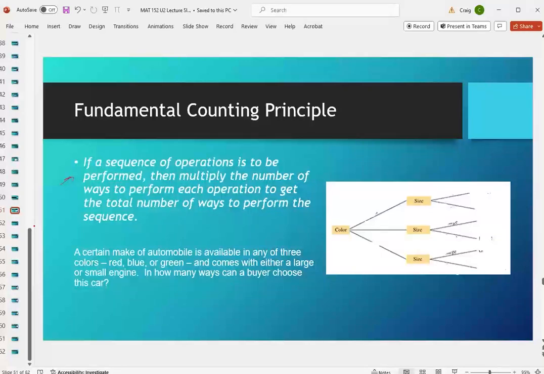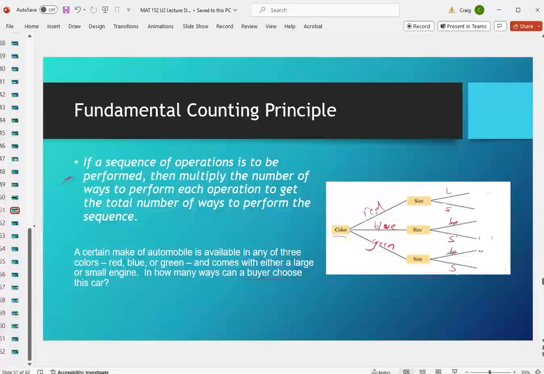So a certain automobile is available in any of three colors, and you can either have a large or a small engine. How many different ways can you choose the car? Well, here you have what is essentially an outcome tree. If we're going to choose colors, there are three. It can be red, it can be blue, or it can be green. And then from that, we could either choose a large or a small engine, for each color.